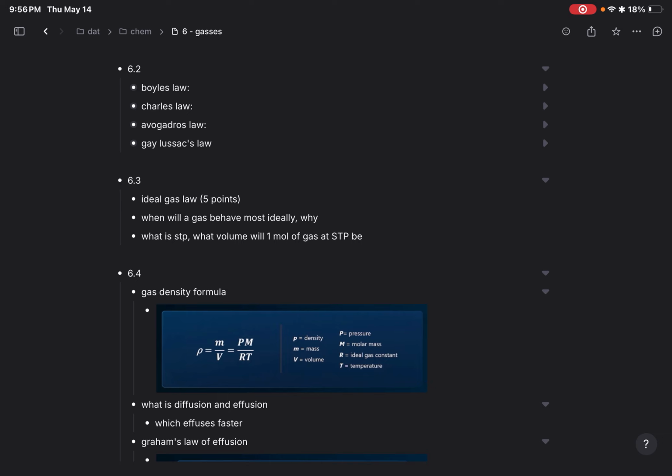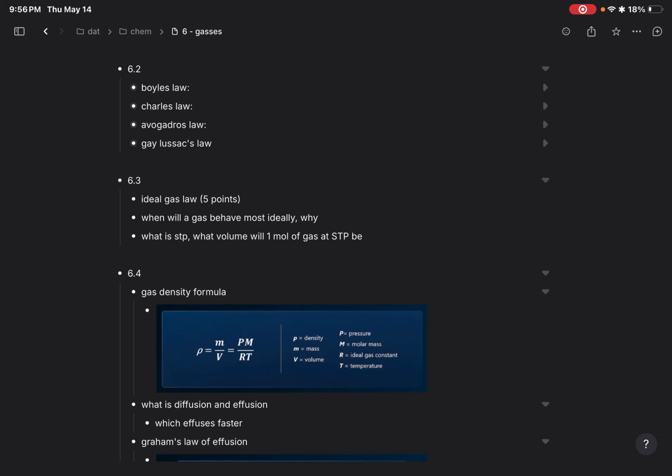What are diffusion and effusion? Diffusion is the movement of gas from high concentration to low concentration, or from high pressure areas to low pressure areas. Effusion is moving out of a single hole. What effuses faster? The gas with the lower molar mass, because it's more free floating, so it'll be able to escape.